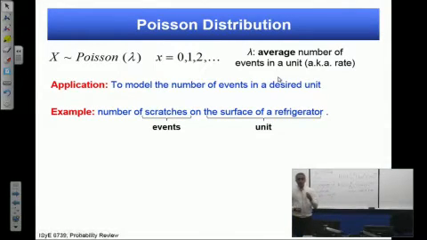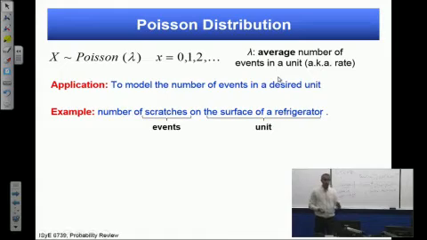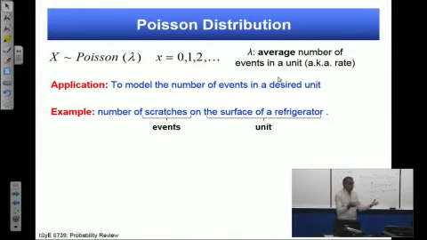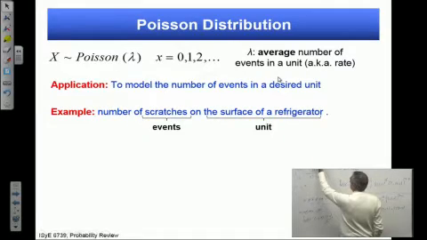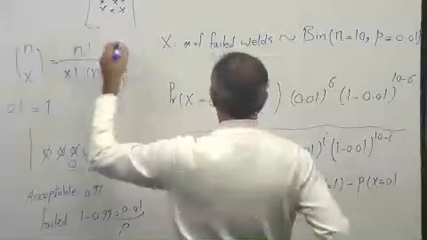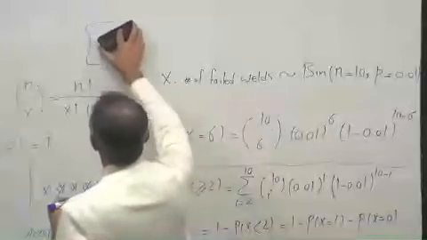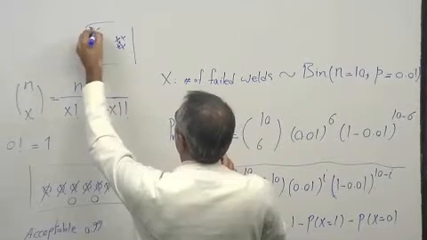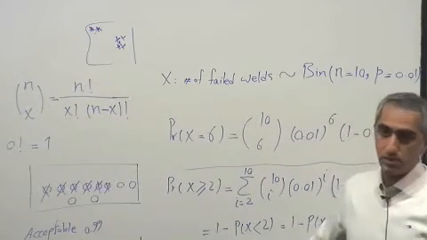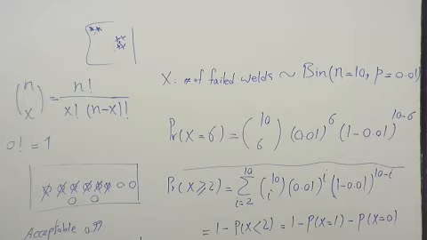Okay? And one very important assumption is your event should be uniformly distributed in the basic unit. That's basically what we say. For example, if we talk about scratches, those scratches should not be clustered. Something like this, where you have some here and some here, you cannot use a Poisson distribution.